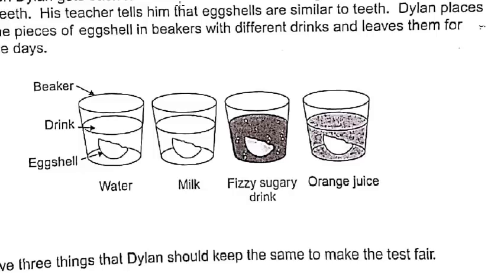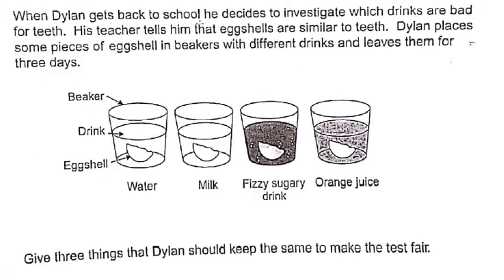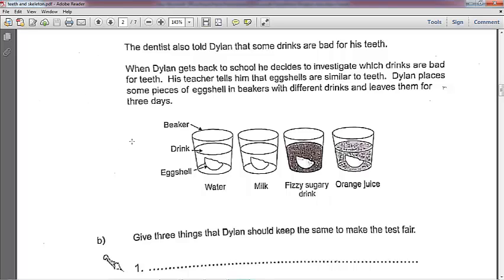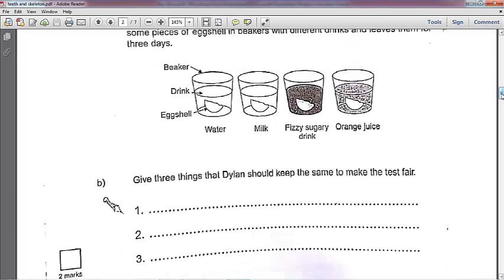His teacher told him that eggshells are similar to teeth. The eggshell is formed of calcium and our teeth are formed of calcium. That's why both of them are similar. Dylan placed some pieces of eggshell in beakers with different drinks. Beakers mean cups. And left them for 3 days. Give 3 things that Dylan should keep the same to make the test fair.